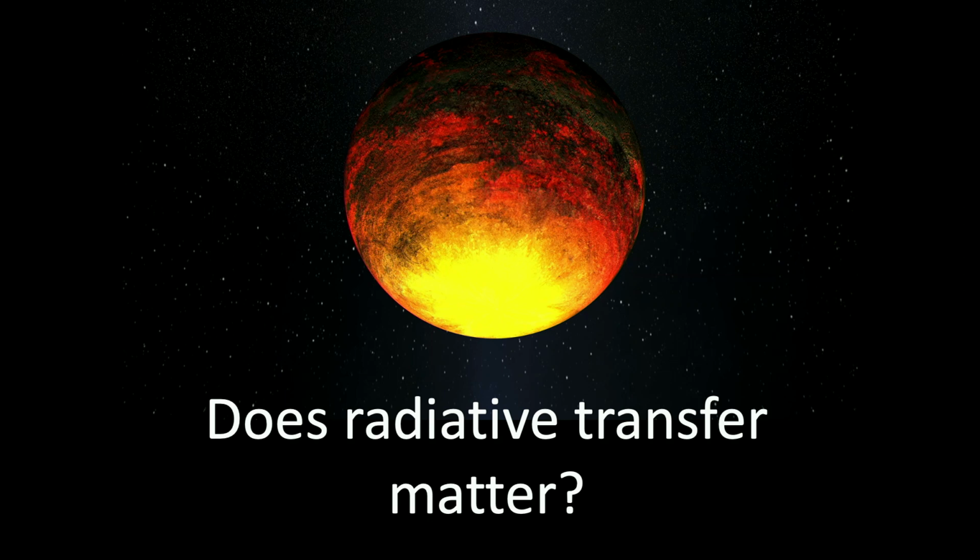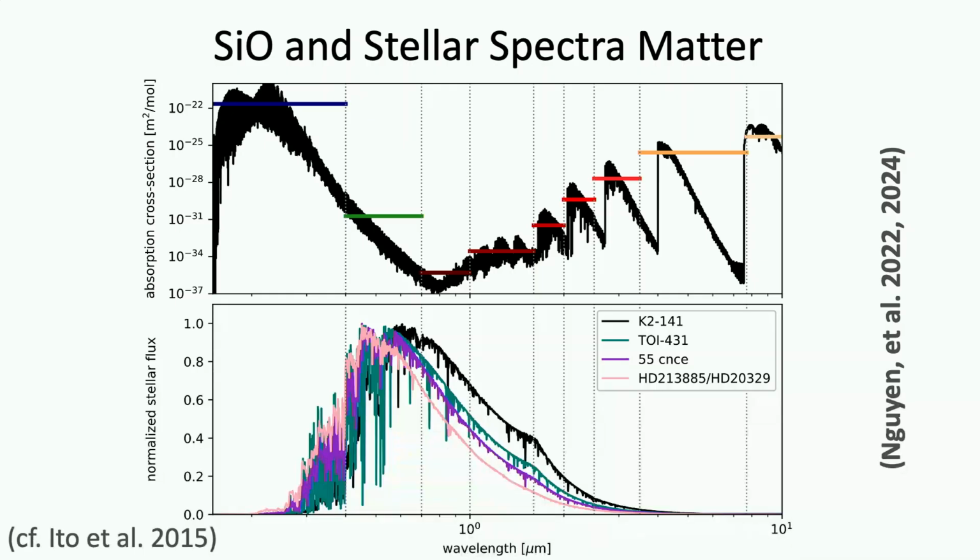That dictates the temperature. The temperature dictates the vapor pressure, and then the vapor pressure dictates the fluid dynamics. But it's a little bit more fun than that. So here on top is a spectrum of silicon monoxide, SiO. Again, notice the y-axis is a log scale.